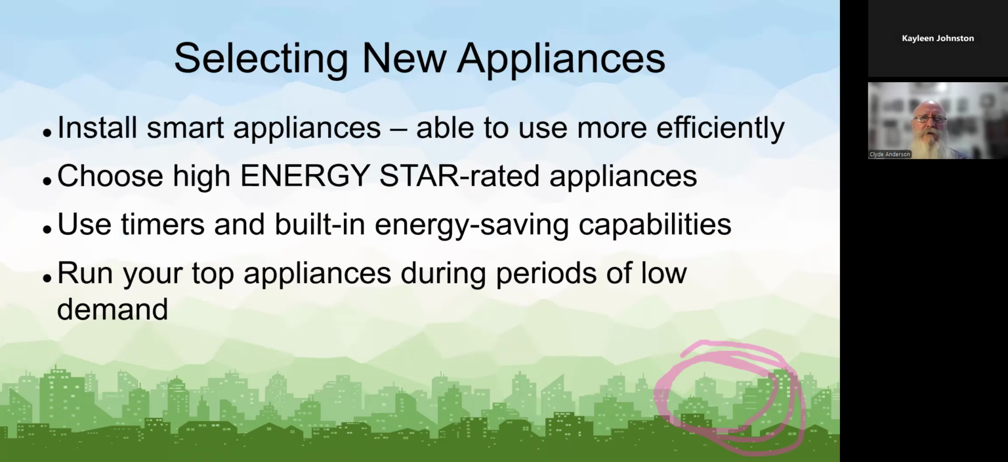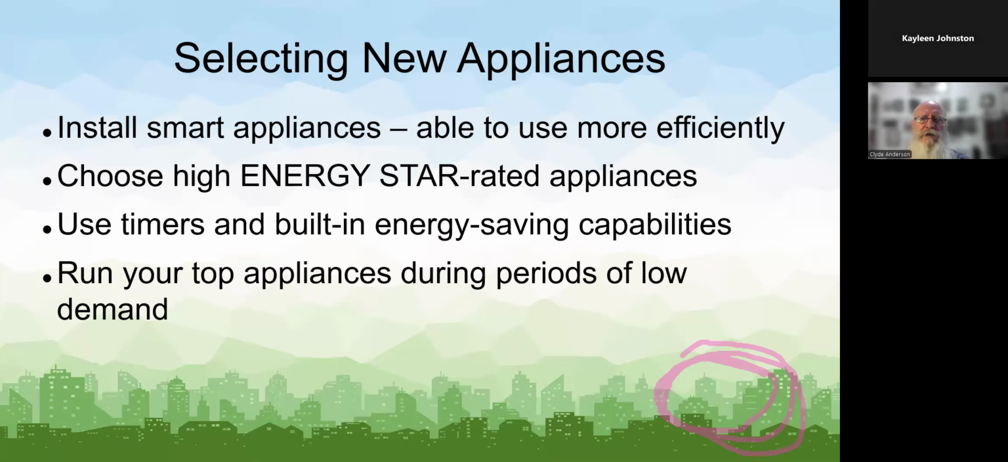So smart appliances are much more energy efficient. They do cost more, but they do save their money over time. Use high Energy Star rated appliances. These ones are better on the environment and they use electricity more efficiently. Sometimes there's a timer or a built-in energy saving capacity on some of these appliances. They can help reduce your energy consumption.